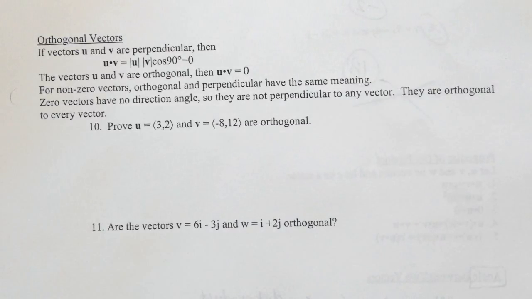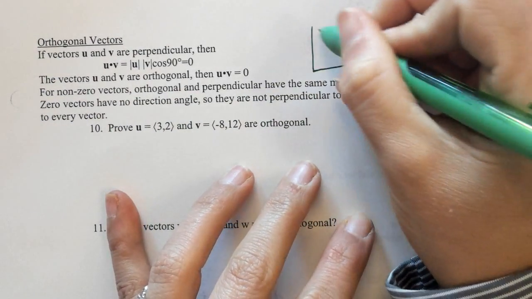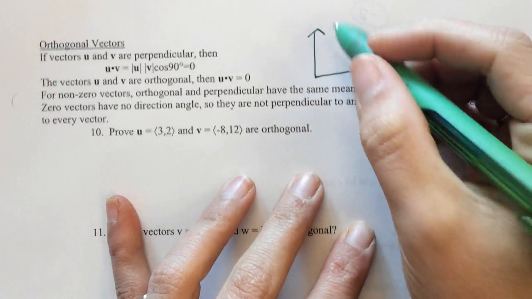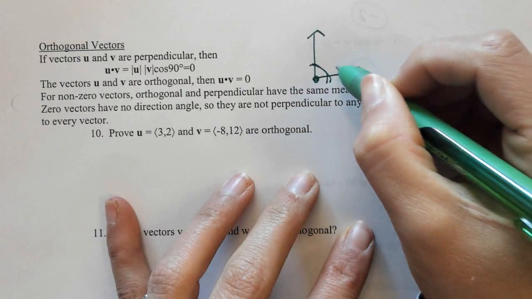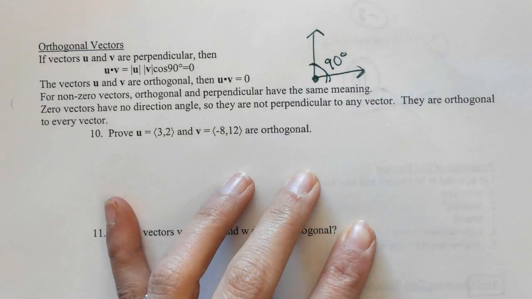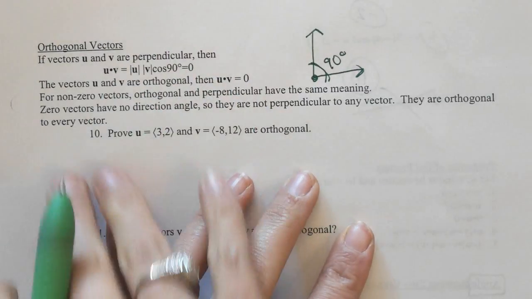So two vectors are orthogonal. It's a big fancy word. It means there is a 90 degree angle between them. So I'll draw an example. If we have two vectors like this, these are orthogonal because this angle we know is what? 90 degrees. Good. So to figure out if they're orthogonal, just ignore all this writing.